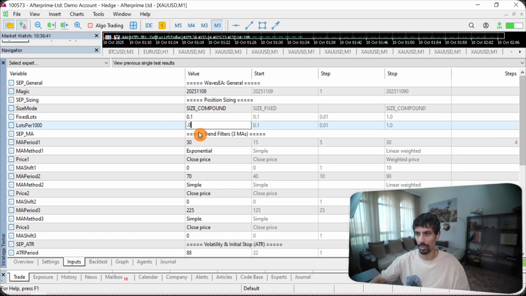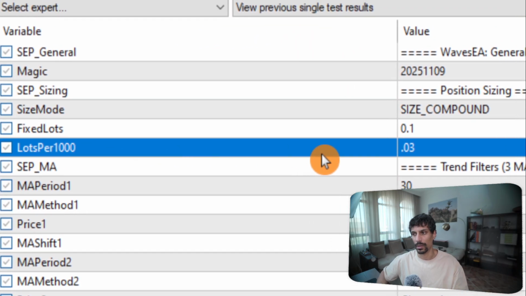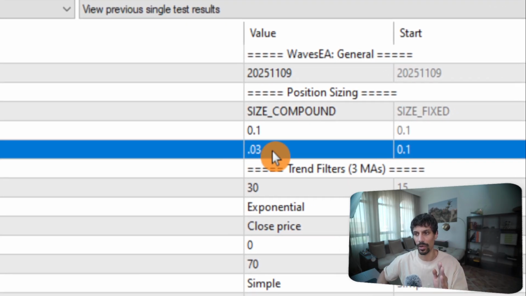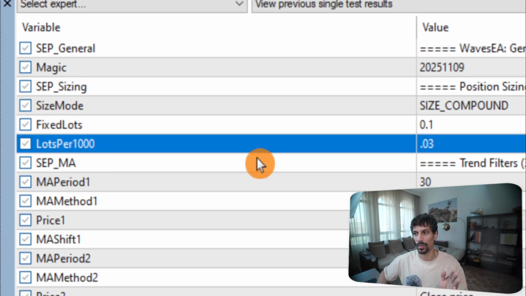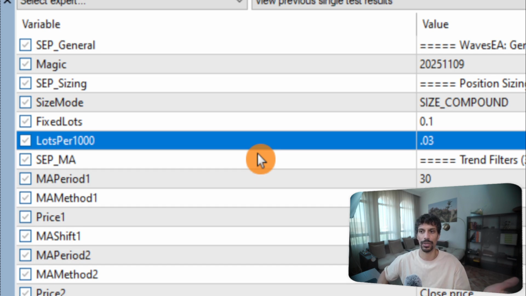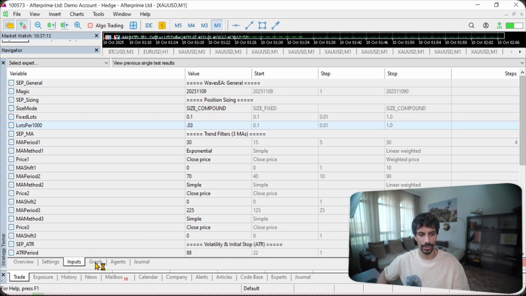So I'm going to try 0.03 out of 1,000. And what I suspect is going on is the decimal, GPT may have put the decimal wrong, because 0.03% of 1,000, that lot size being risked, just couldn't be that big, right? It has to be a small number. But either way, still just playing around with this EA and discovering what happens. So I'll click start.